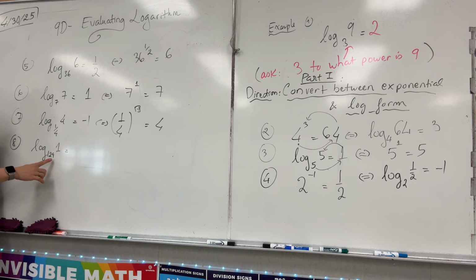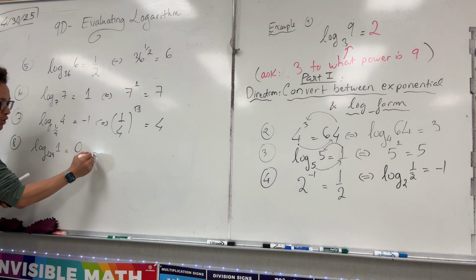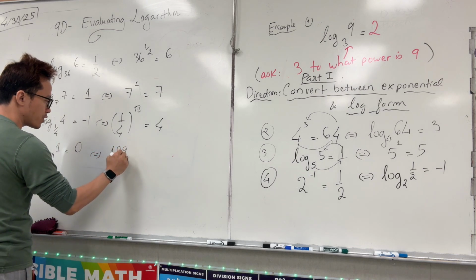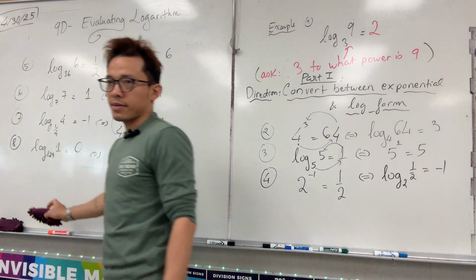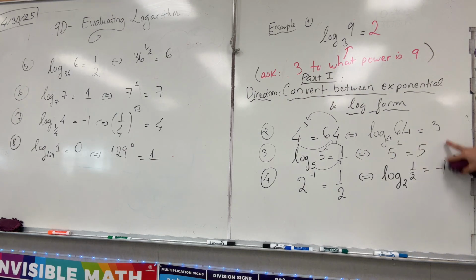Now look at this. 129 to what power is 1? 0. Everything to the power of 0 is 1, right? This is also one of the properties we're gonna write down later, because 129 to the power of 0 is 1. That's a good introduction. All right, can I erase this? I'm gonna keep this too.